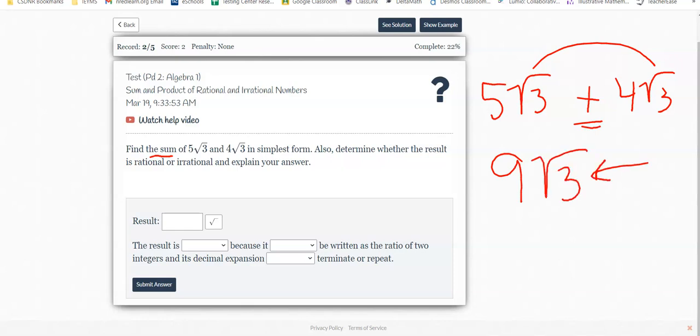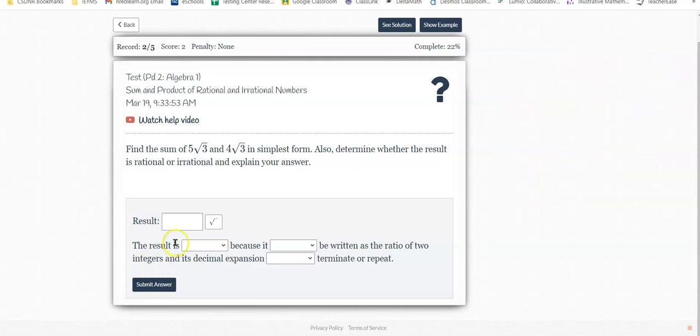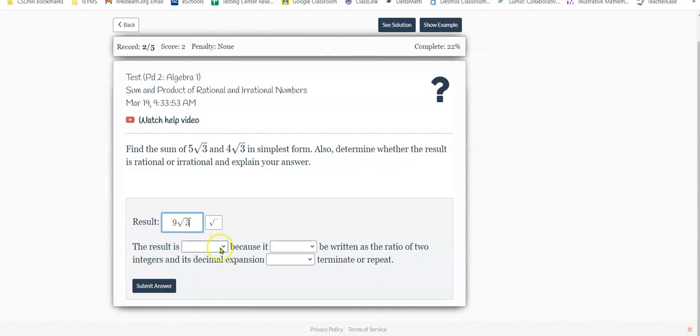That doesn't change. It's like a common denominator, right? It's a like term. 5 square roots of 3 and 4 square roots of 3 gives you just 9 square roots of 3. 9 square roots of 3 is irrational because the square root of 3 is irrational. And so we will say it cannot and it does not.